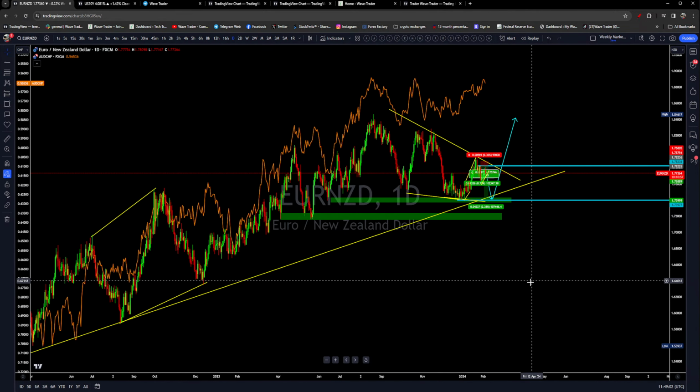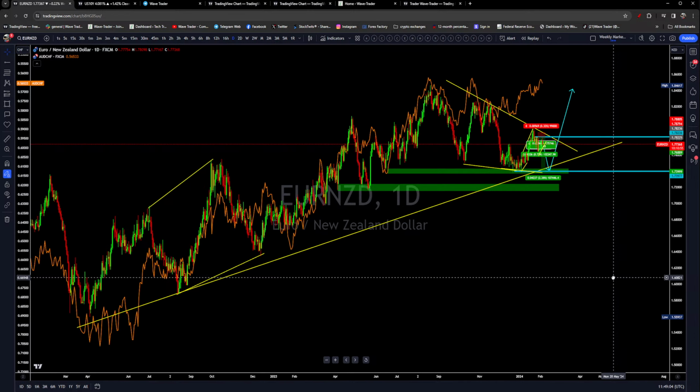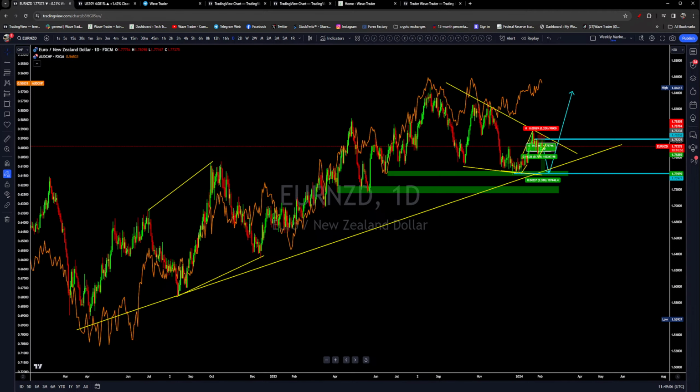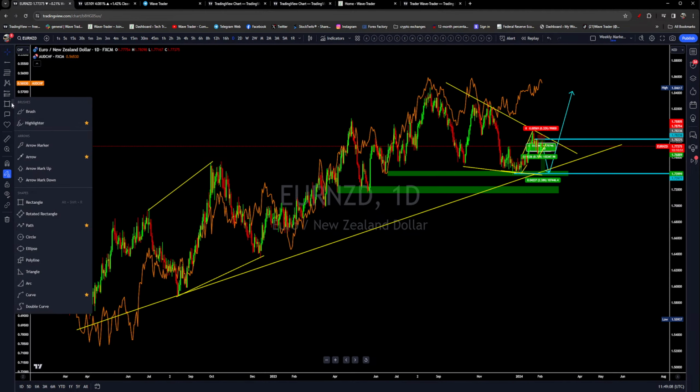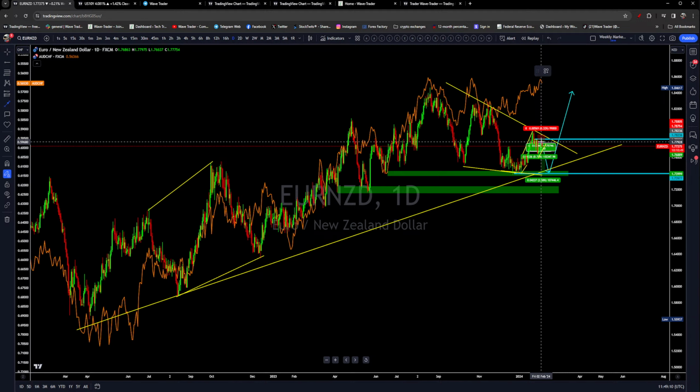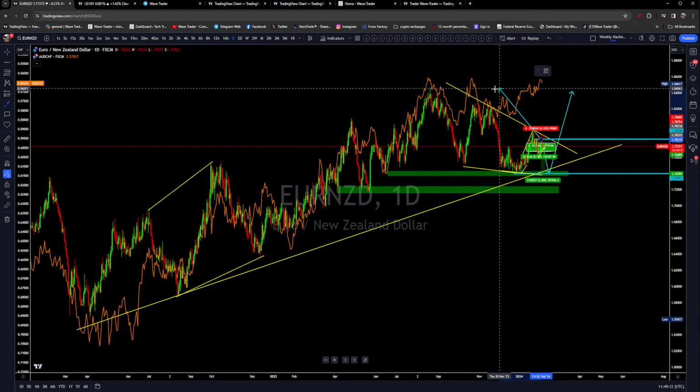Okay, this is the worst scenario. The worst scenario is that the move which I'm showing on the lower time frame for another leg lower won't happen, and this will keep rising all the way up to this previous high.